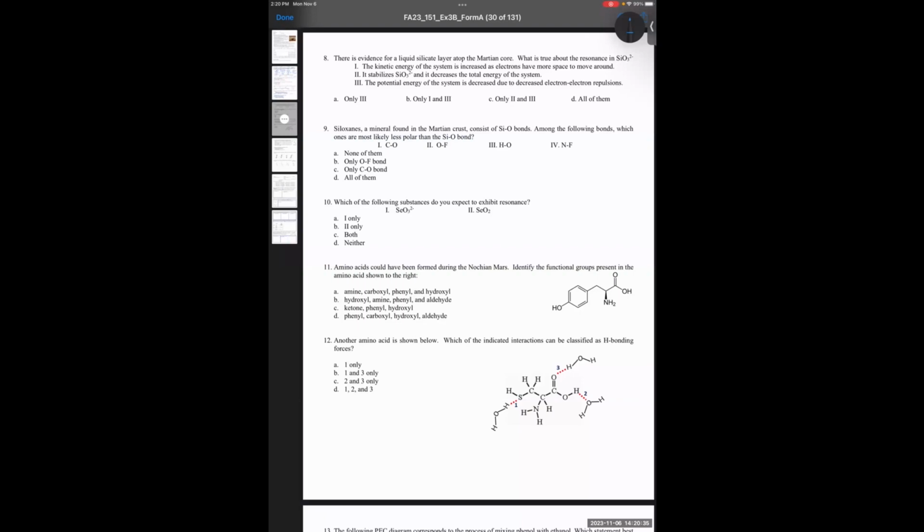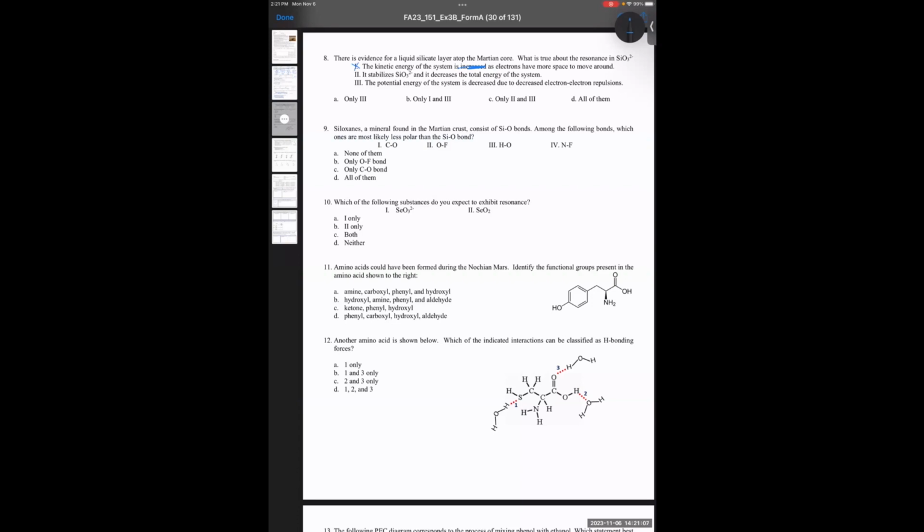And then also the potential energy goes down because you have less electron-electron repulsions, for instance. Okay, so let's read these statements. Statement 1: the kinetic energy of the system is increased as electrons have more space to move around. It doesn't increase, it decreases, right? So this is wrong. They have both kinetic energy and potential energy decrease, not increase. So this is incorrect.